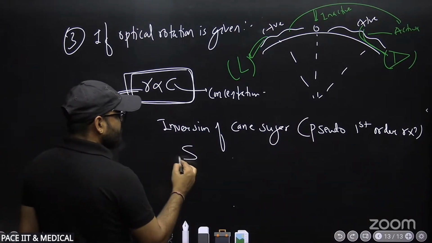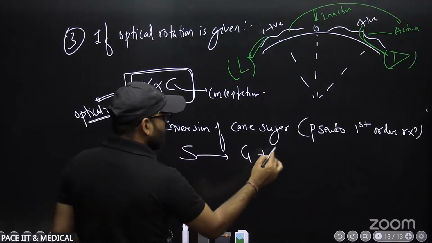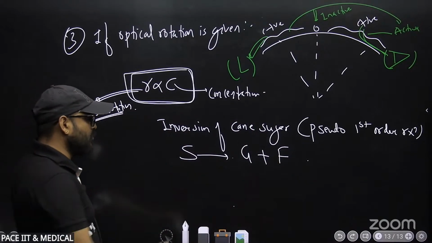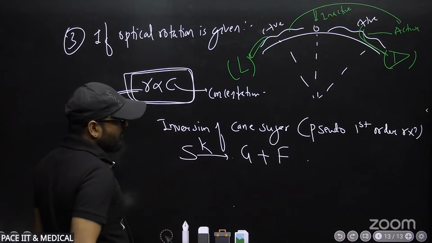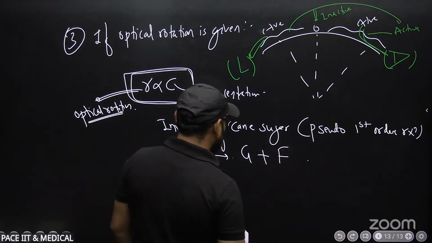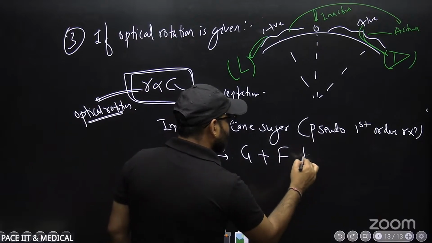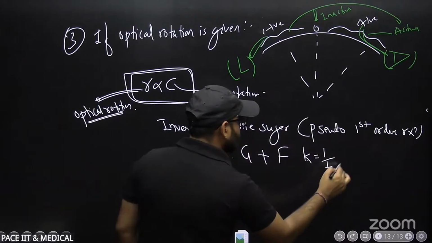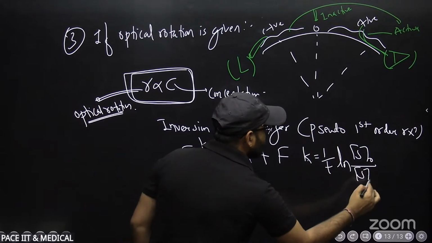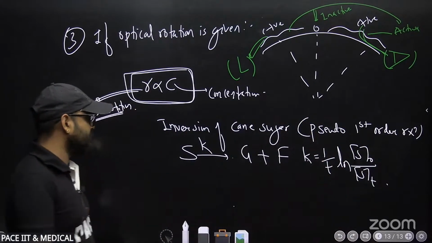You must have seen somewhere sucrose converting into glucose plus fructose. This is a pseudo first order reaction. If I'm finding its k, then k equals 1/t ln of the initial concentration of sucrose upon the concentration of sucrose at time t.